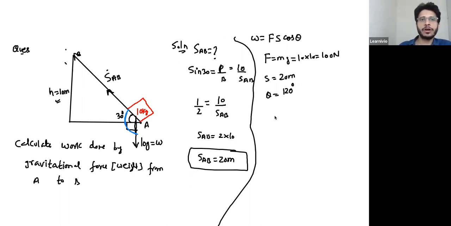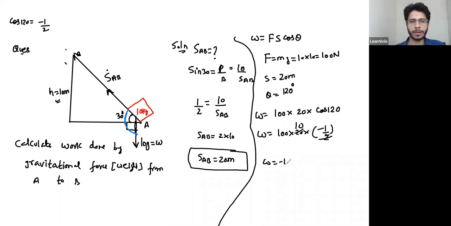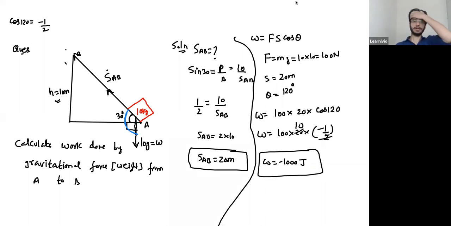Now if I calculate the work done, I put the values here. It's 100, displacement is 20, and then cos 120. Cos 120 is minus half. If you don't know this value, you have to remember it. This is important. So this 2 will cancel, and your work done comes out to be minus 1000. This is how we calculate work done in case of an inclined plane. Is it clear, everyone?